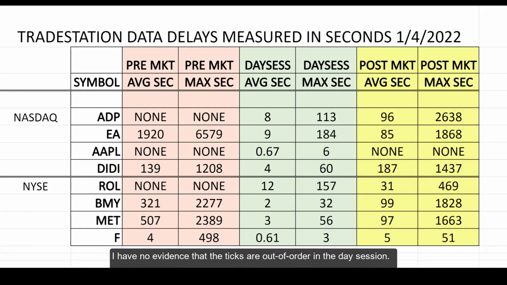I have no evidence that the ticks are out of order in the day session. Even ticks with delays as large as 2 minutes are not out of sequence. However, they may post in the incorrect bar on minute-based data. The data delays measured in this video are assumed to be typical of normal trading days and do not reflect conditions in bear markets or market crashes.